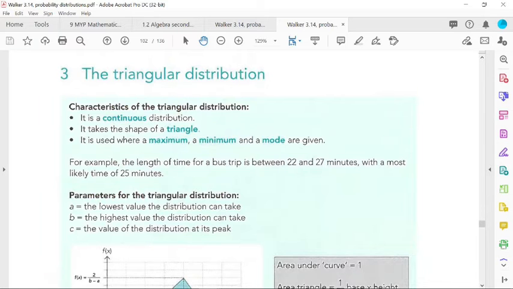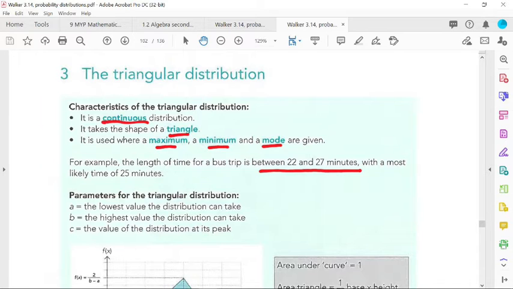So here we are. So again, continuous distribution, meaning that it goes from end to end and the area is always the probability, right? And it's going to take the shape of a triangle where you have a maximum, a minimum, and a mode. So look at the example they give you. The length of time for a bus trip is between 22 and 27 minutes.